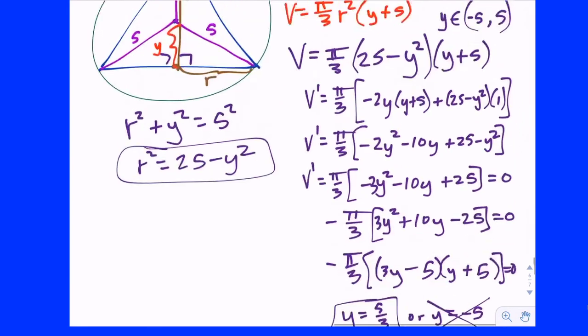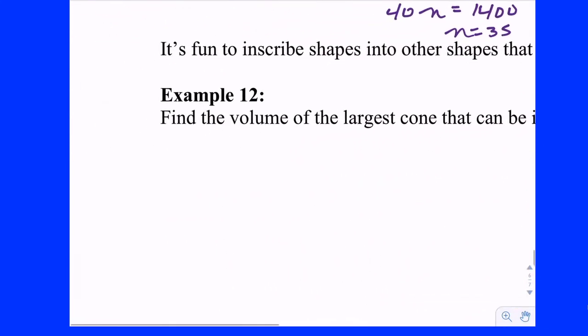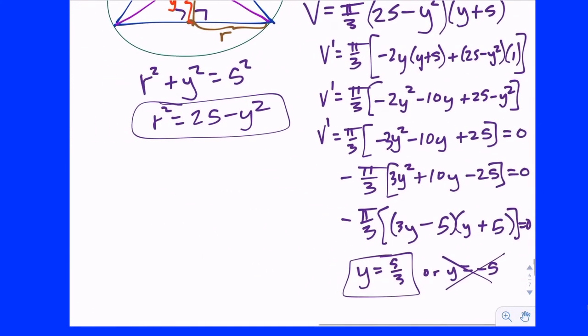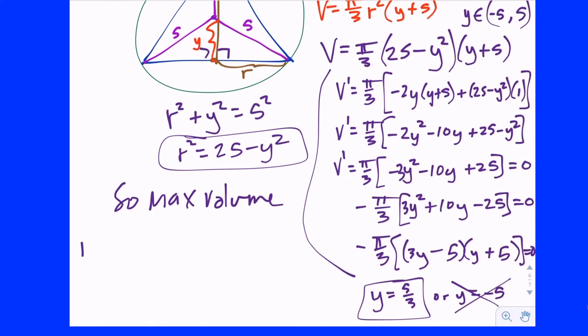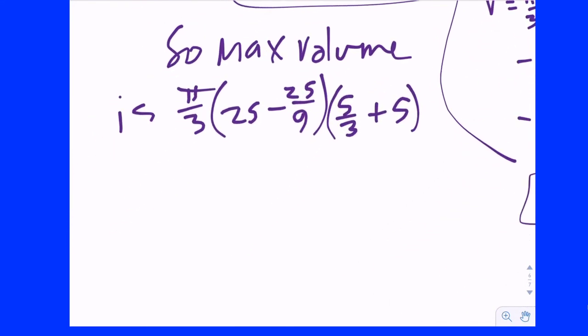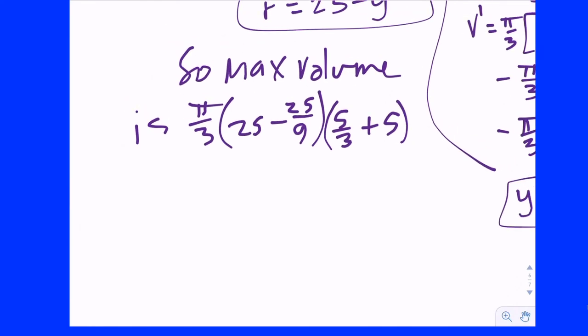And so now that we have y equals 5/3, we can answer the question. It says to find the volume. So now I'll retreat all the way back here to my volume equation, and I'll plug it in. So the maximum volume is, plugging in 5/3, pi thirds times 25 minus 5/3 squared, which would be 25 ninths if you want to square it, times 5/3 plus 5. And if we had more time, of course, we would maybe expand it out and make it look a little bit prettier.